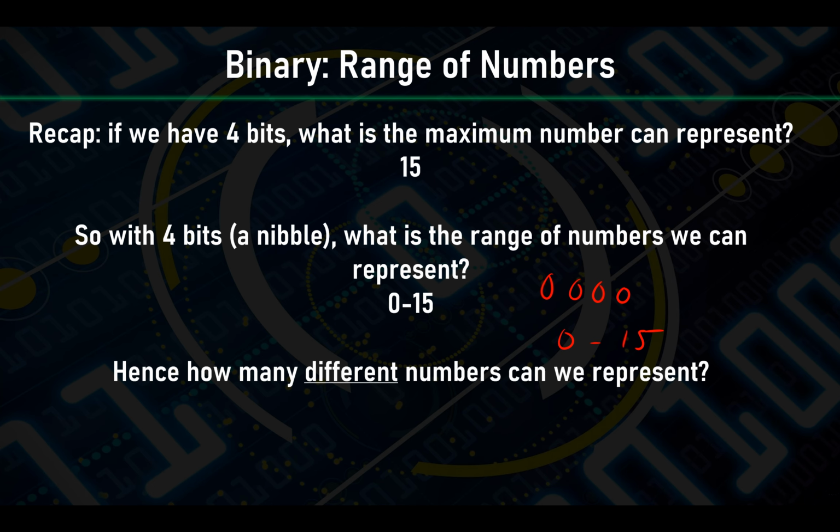Therefore, how many different numbers can we represent? The number of different numbers is actually going to be 16. Because if you think, 0, 1, 2, 3, 4, 5, 6, 7, up until 15, that's going to be 16 different numbers.